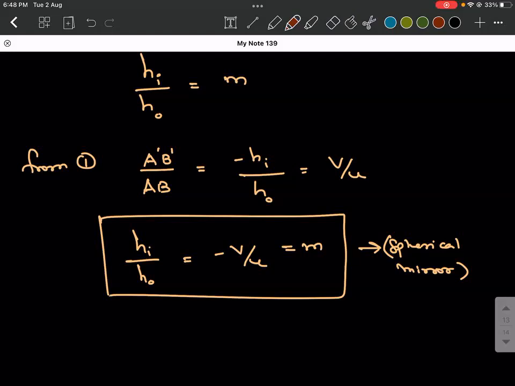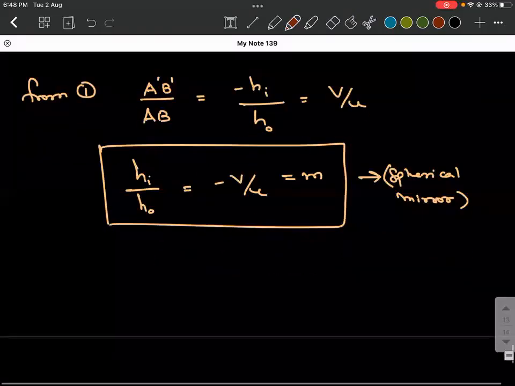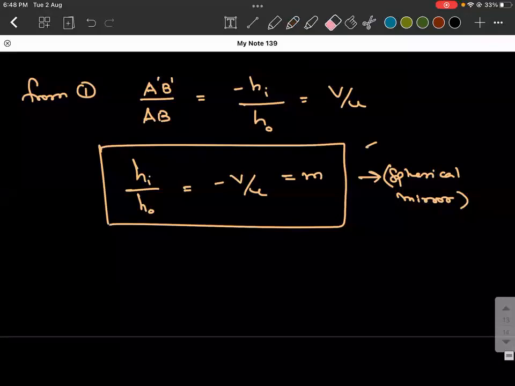Those who are online are able to understand? Yes. Okay. So this is the magnification.